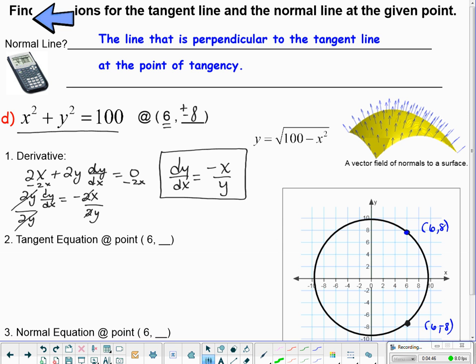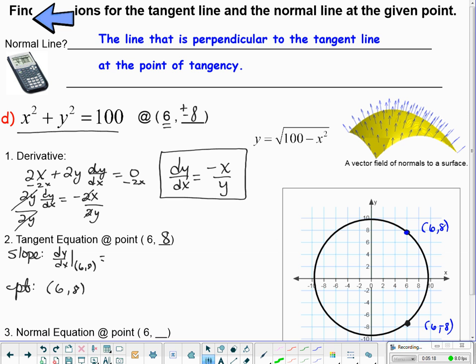So the tangent line at the point 6, 8. We'll just pick one of our spots and take the quadrant 1 point, 6, 8. The tangent line, well, I know my slope, right? We can calculate our slope. We need two things to write an equation. We need a slope and we need a point. The point was given to us, 6, 8. The slope, however, I'm going to take my dy dx and evaluate it at 6, 8.